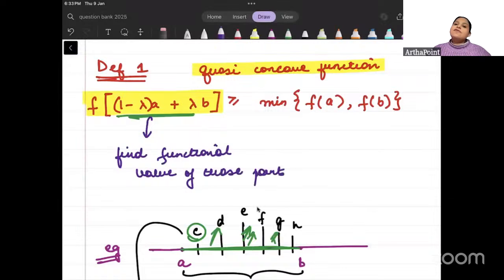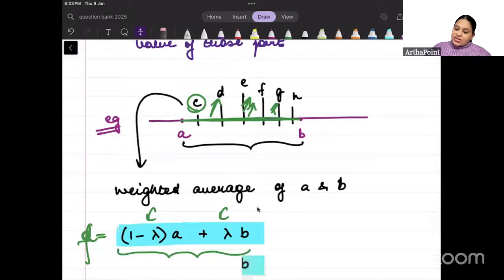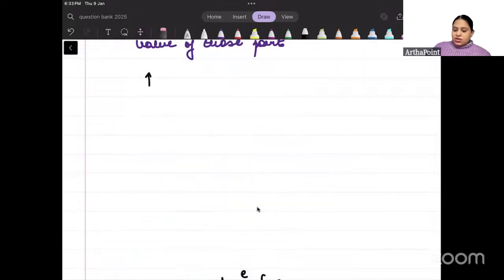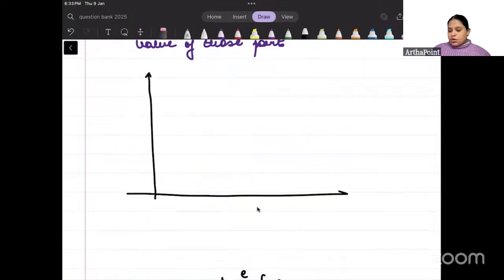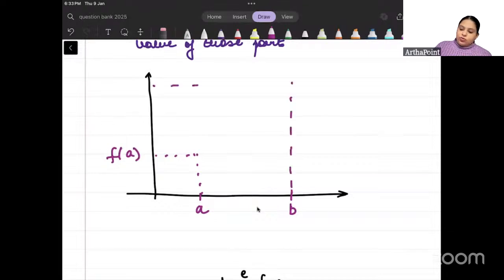हम उन पॉइंट्स की फंक्शनल वैल्यू निकाल रहे हैं. Now what does this mean? It means that suppose I take point A here, point B here, ठीक है, then point A के corresponding में this will be what value? F of A, ठीक है. Suppose this is f of B, this is the value. जब हम B डालते हैं तो फंक्शन का वैल्यू ये आता है.